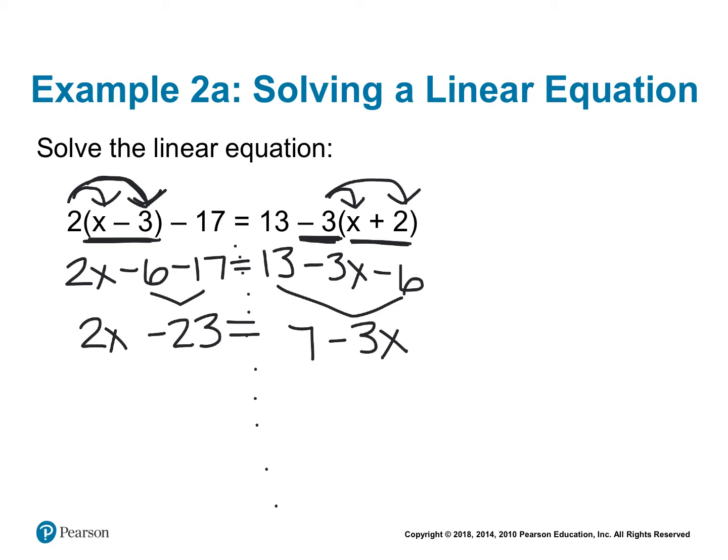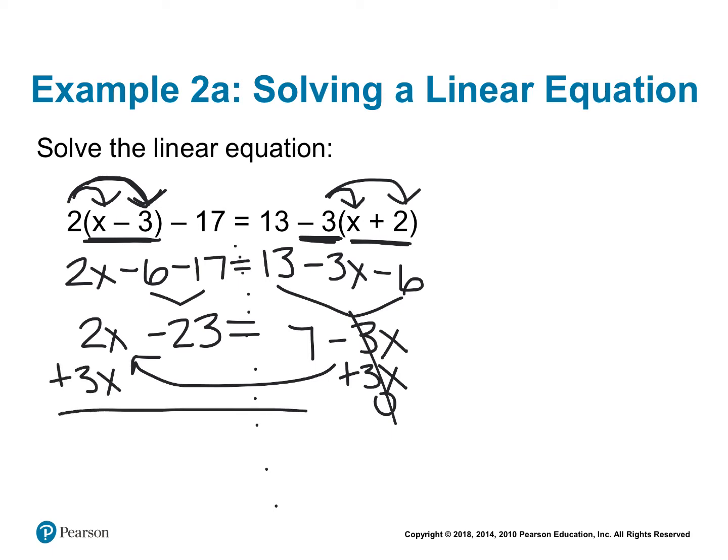Our next step, we need to try to get our letters together on one side and our normal numbers together on the other. So usually I start with the letters and I move the smaller letter. So my smaller letter is actually a negative 3x, and I want to move it over to the other x. So to get rid of a negative 3x, I would add 3x to make 0. But if I add 3x on that side, I have to add 3x on the other side to keep it equivalent. So now I have 5x minus 23 equals 7's all I have left over here.